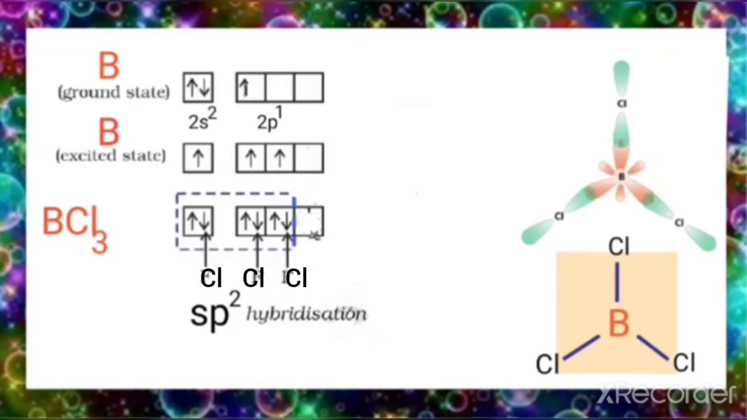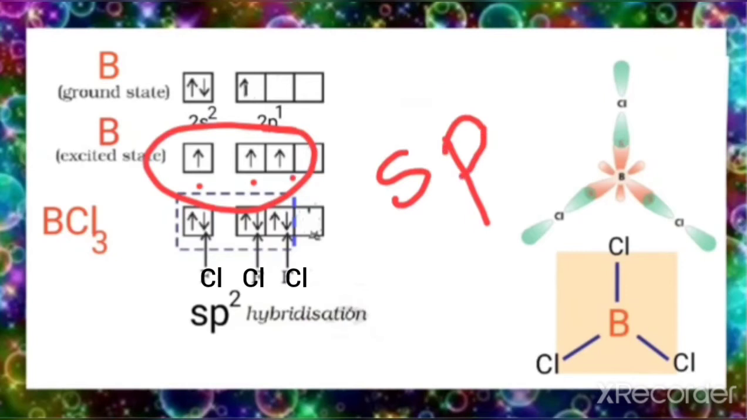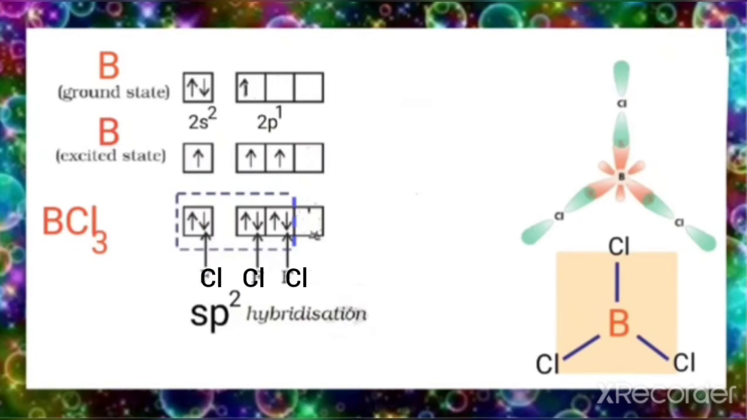These orbitals, that is the 2s orbital and the 2p orbitals, get hybridized. It results in the formation of sp2, because one s and two p's are involved. So this type of hybridization is called sp2 hybridization. The geometry of sp2 hybridization is trigonal, which is shown here. The orange color shaded orbitals are actually the hybrid orbitals, that is the sp2 hybrid orbitals of central atom boron.